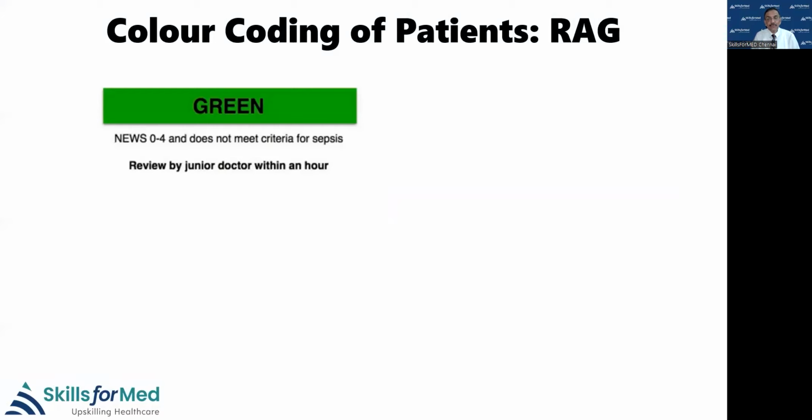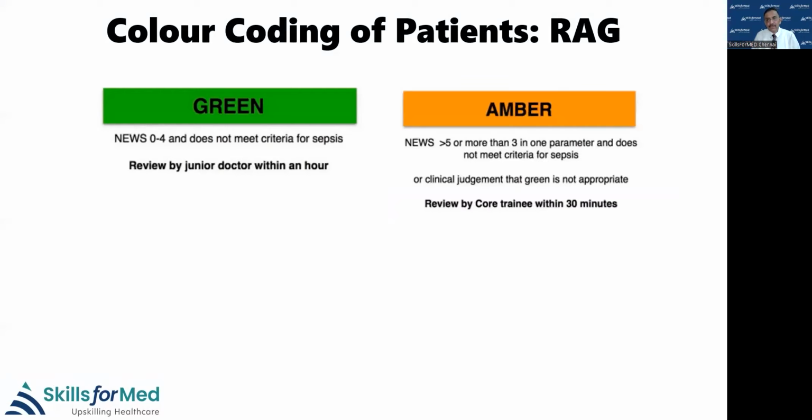So green means, if you're following the MEWS, the modified early warning score, 0 to 4, and there is no criteria for sepsis, then this patient should be reviewed by the junior doctor within an hour. White, of course, doesn't come in. Amber is when the NEWS is more than 5 or 3, that is the red score in one parameter, and there is no criteria for sepsis.